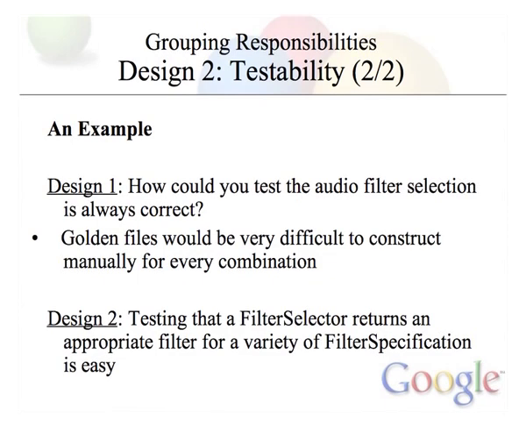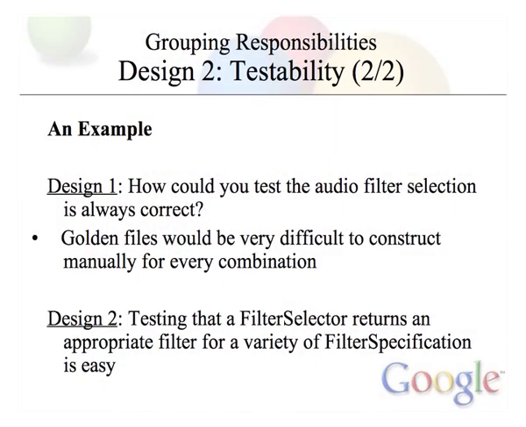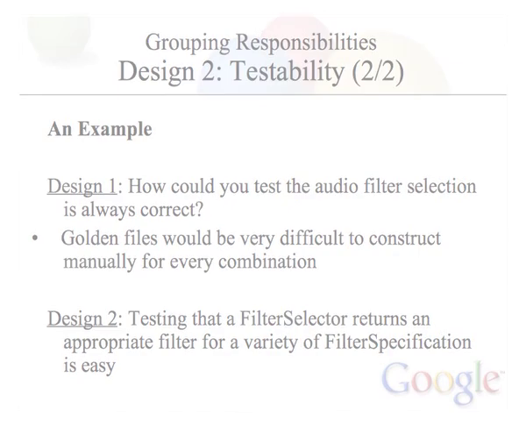An example would be, how would we test the audio filter selection is always correct? With the first design, with a large class with a lot of behavior, we would need to construct golden files for every different kind of audio filter selection. That's going to be difficult to do, and it's much easier in our second case, where we have these smaller classes. You can just test one piece of it. We can test that a filter selector is returning an appropriate filter depending on the filter specification.